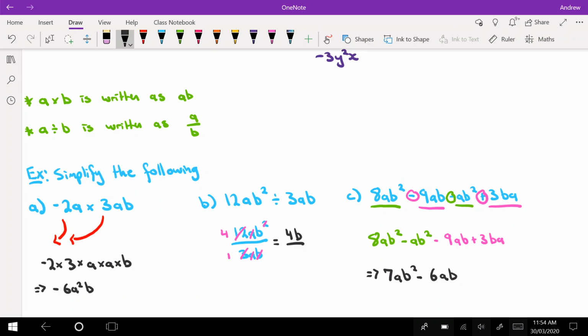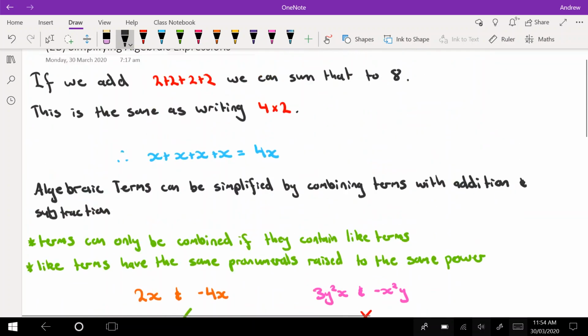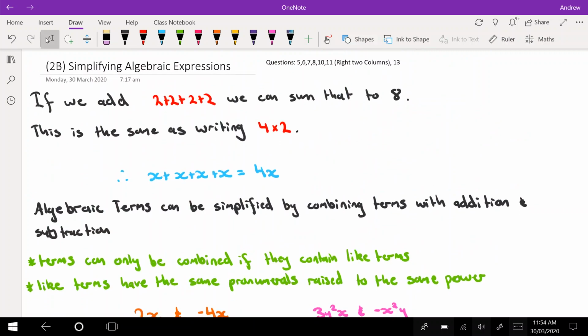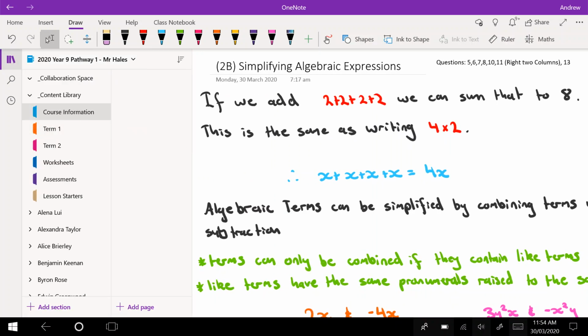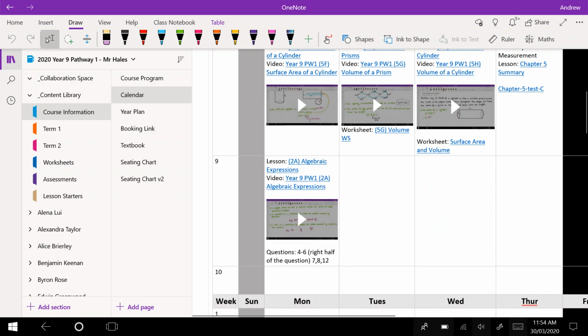So hopefully that helps you with some of your simplifying problems. Again, if we're going to scroll back up to the top, the questions are just up here, okay? And then once I update it, the questions will also be written in the calendar. Make sure you check that calendar daily for what we're going to be doing.